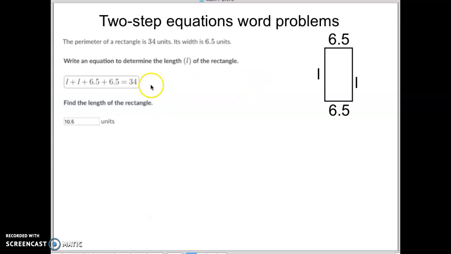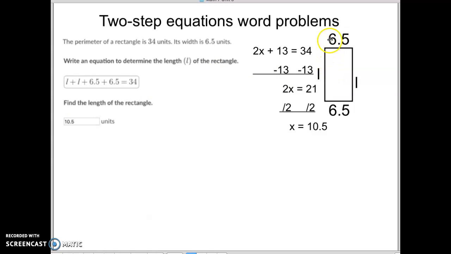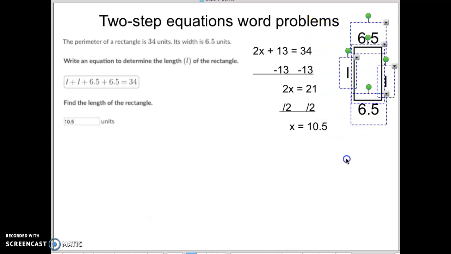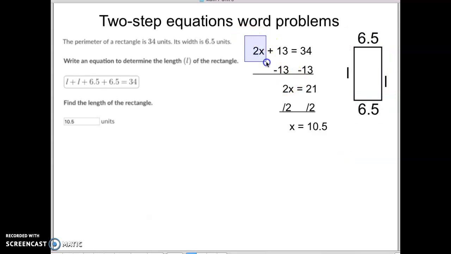So we got to find what L equals. So if I simply take this equation here, let me move this little thing over. Slide over, please. Thank you. All right. We got two x's. Actually, we don't have two x's. We have two L's. But the thing is, L doesn't work. It looks like a 1. So I'm using x instead. So 2x plus 13, which is 6.5 plus 6.5, equals 34.